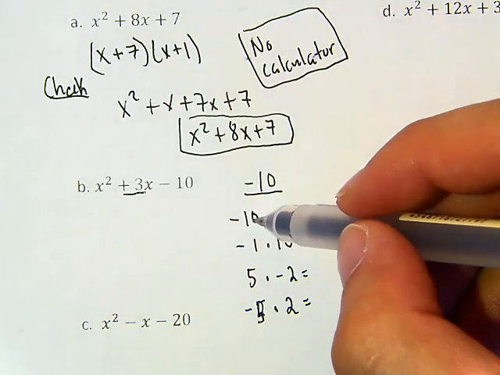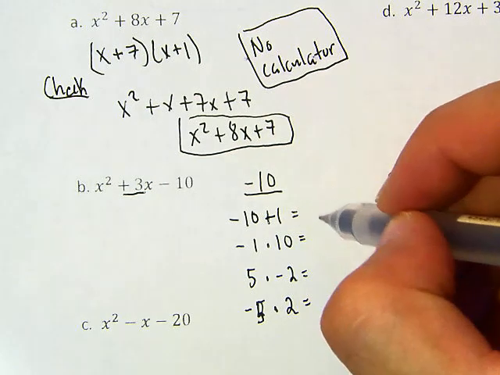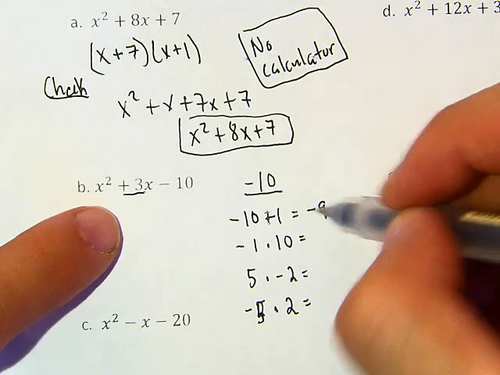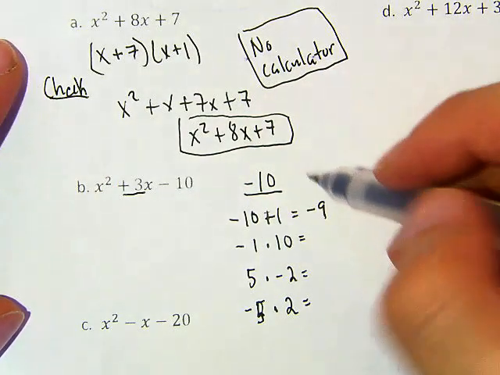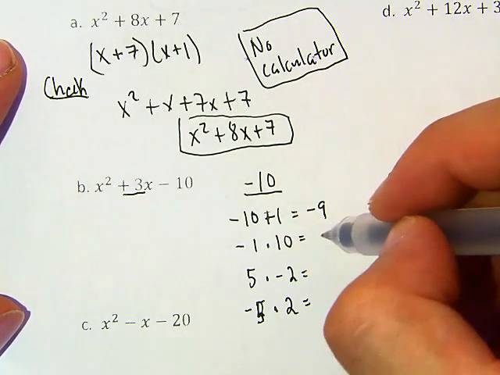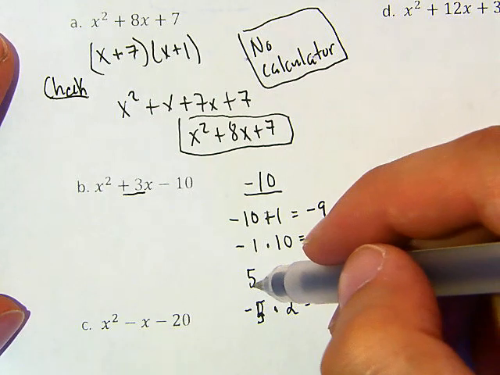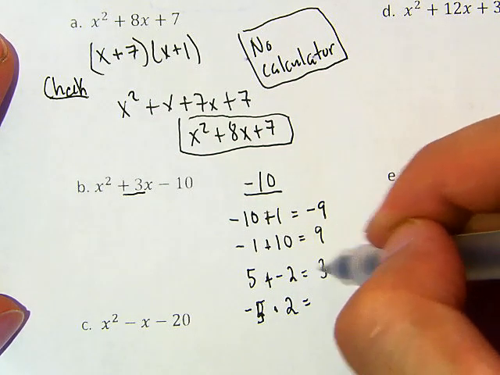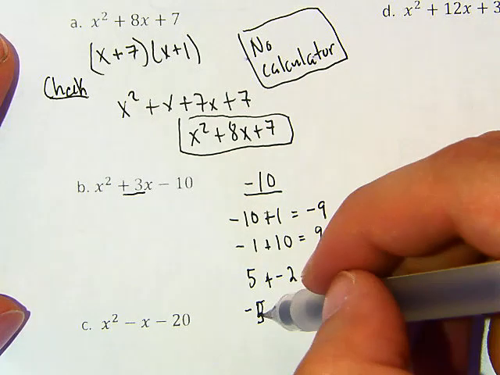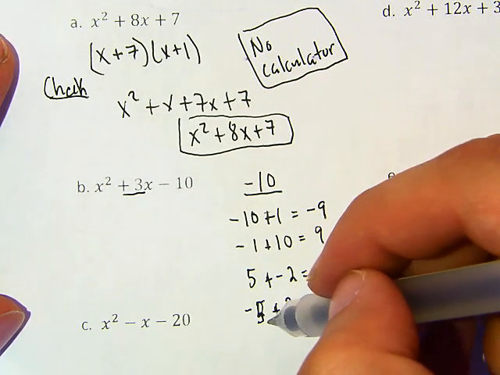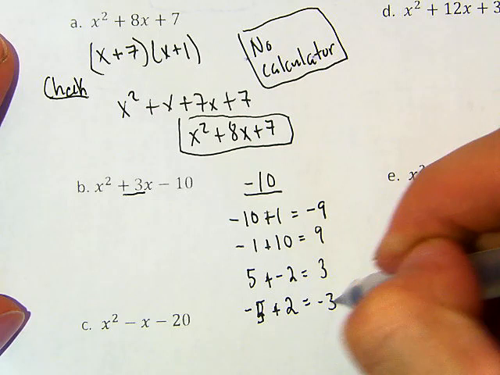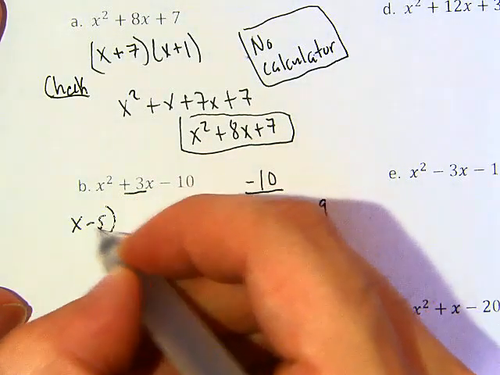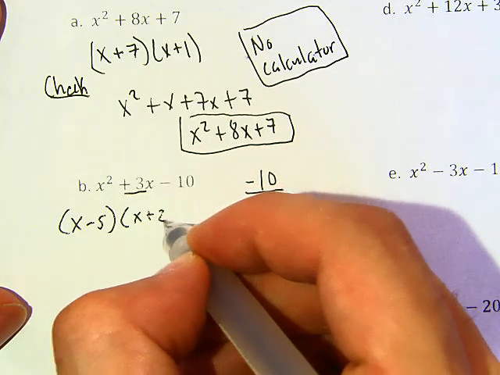Well, let's see, what's -10 plus 1? That's -9, so that doesn't work, because if I had a -9 over here, then this would be the combination. This one doesn't work because this is +9. 5 plus -2 is 3, so this one doesn't work. This is the one, because what's -5 plus 2? That's -3. So then this is the combination. It's x minus 5 and x plus 2.